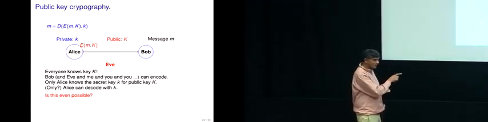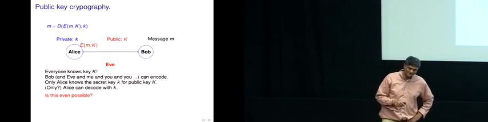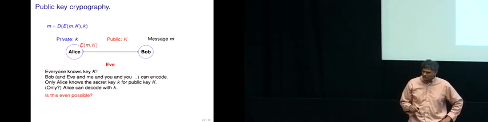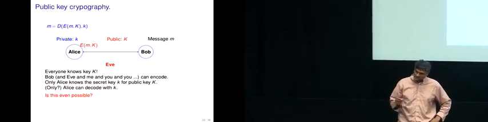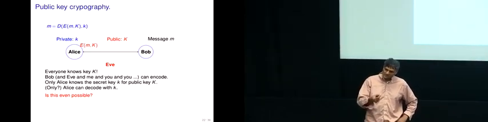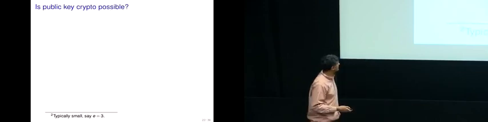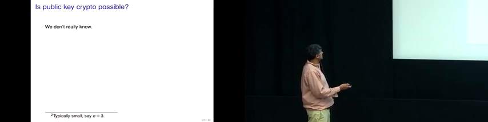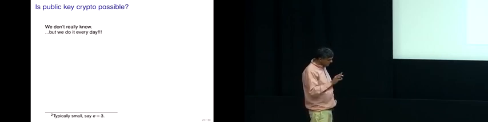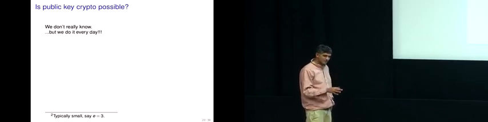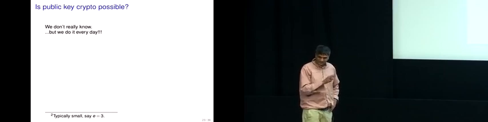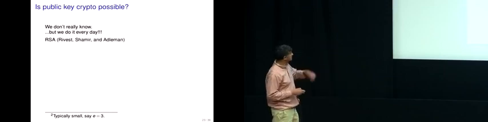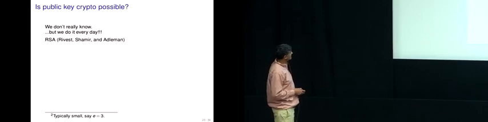Okay, so is this possible? Does it seem surprising to you? How is it that everybody can know the encoding algorithm and only somebody who knows the secret can know how to decode? It's a little surprising, right? So is it even possible? I don't know whether it's possible. But we do it all the time. I guess we think we're doing it. We're using such a scheme, and I'm going to tell you the scheme we're using. It's called the RSA scheme.